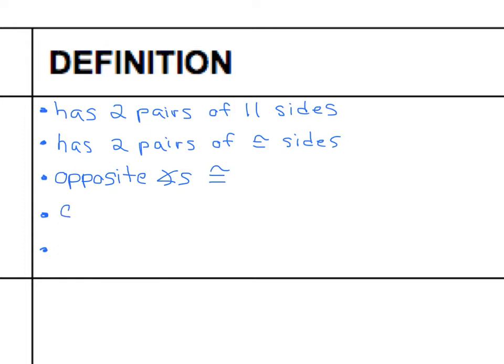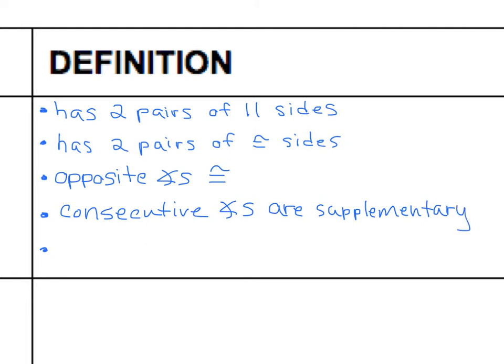Now we're talking about consecutive angles, so the ones that are one right after another, if we're counting around the parallelogram either clockwise or counterclockwise. Consecutive angles are not congruent, but they do have a relationship. They are supplementary. And then the last thing that we need to know about parallelograms has to do with their diagonals. And their diagonals bisect each other.